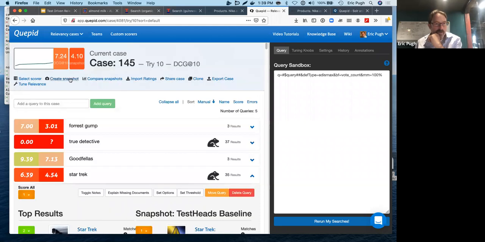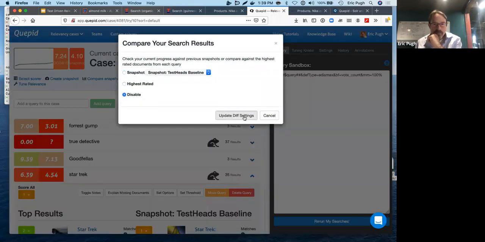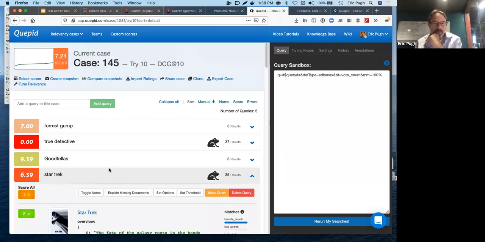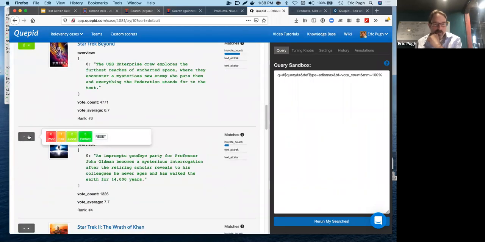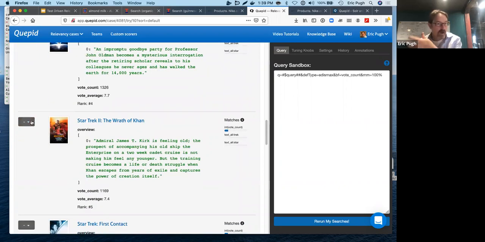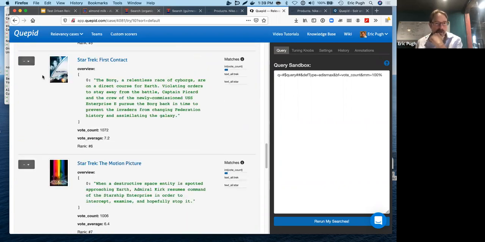Actually, if I turn off my, hopefully this will be obvious. Oh, that's not a great result. It has the word star and Trek in it, but it's not good. Wrath of Khan, greatest Star Trek movie. First Contact, good movie.